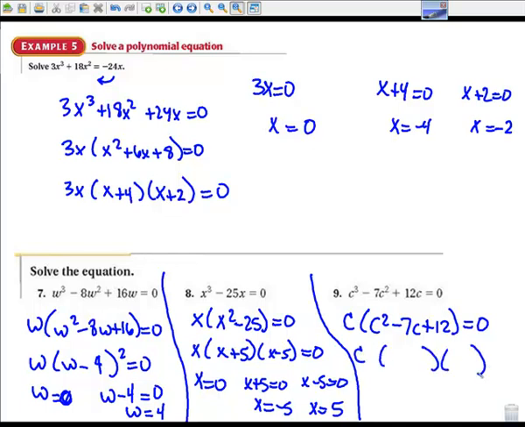And it's not a perfect square trinomial, so I just have to factor the trinomial. I get a c and a c. This is positive and negative, so it's got to be negative, negative. Factors of 12 are 3 and 4. That would give me a negative 7 and a positive 12. So c equals 0. C equals 3. And c equals 4.